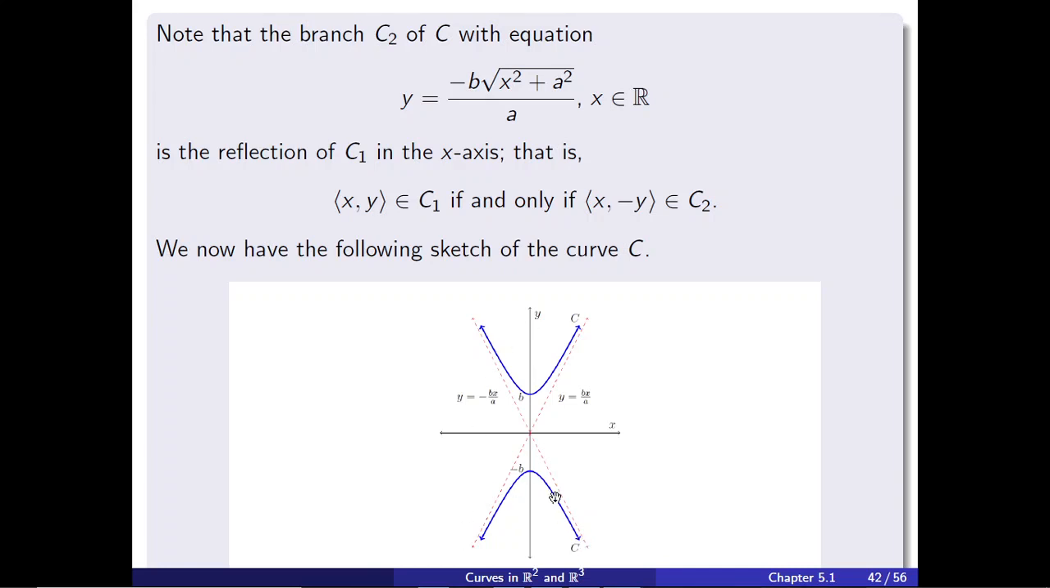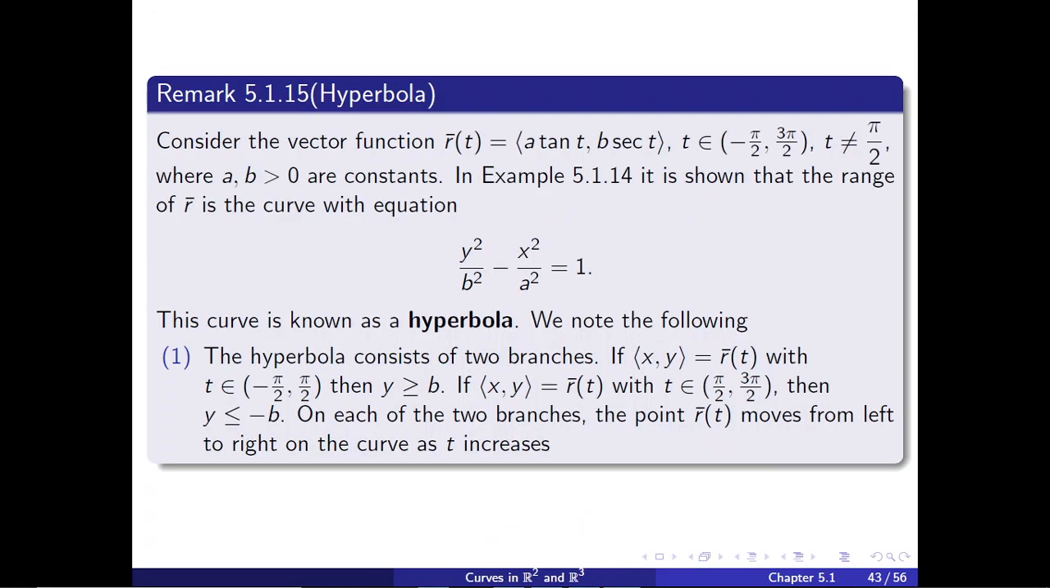So we get this, and this is what is known as a hyperbola. Consider the vector function r of t. In example 5.1.14, it is shown that the range of r is the curve with this equation, and this is what is known as a hyperbola. We are going to talk about some things that we note for a hyperbola. The hyperbola consists of two branches.